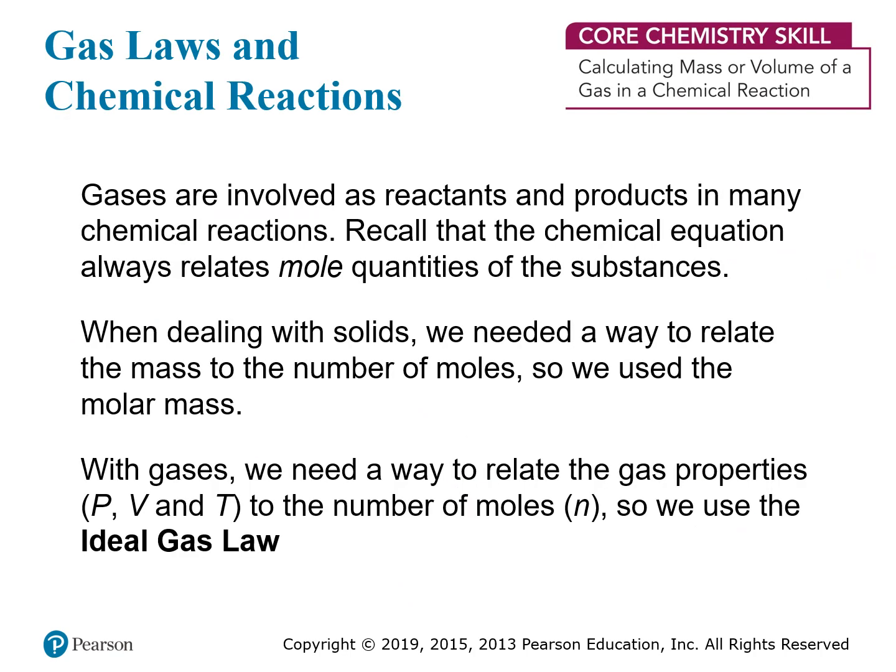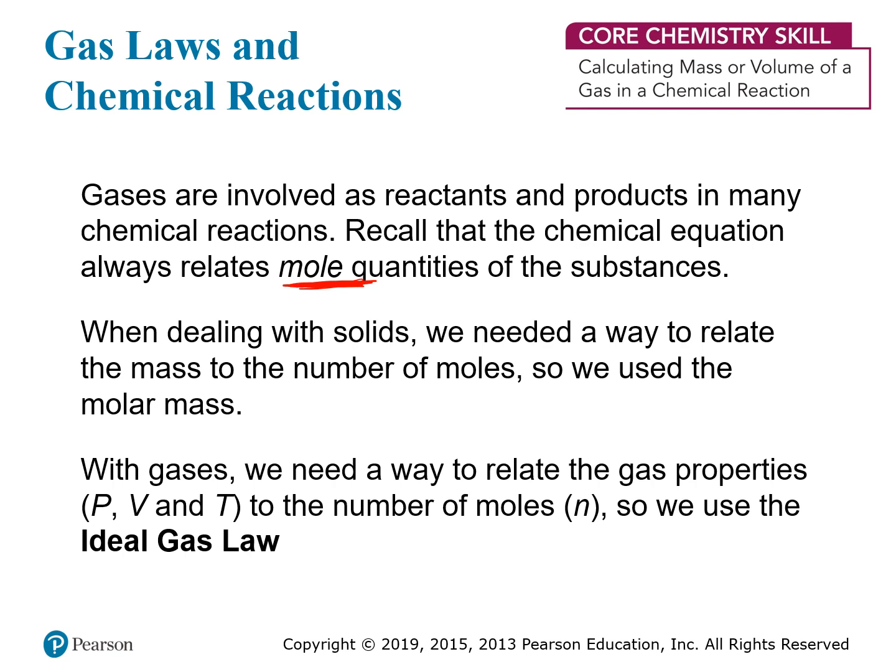Now that we finally know the ideal gas law, we can really look at how to figure out the number of moles of a gas from the observable properties, from the pressure and the temperature and the volume. Which is going to be very useful when we deal with chemical reactions involving gases. Gases are involved as reactants and products in a large number of chemical reactions, and we know that the chemical equation for these types of reactions is always going to relate mole quantities of the substances. So the chemical equation always tells you mole to mole ratios.